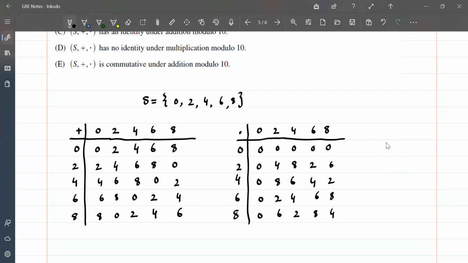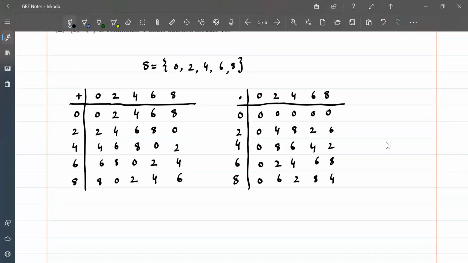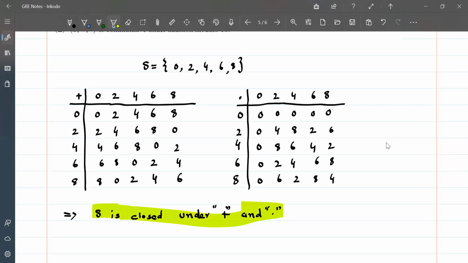Now this is the complete table for this set S under the binary operations plus and multiplication. So by using these two tables, we can say that S is closed under addition and the binary operation multiplication. Okay, the first thing is this. It means that S is closed under these two binary operations.